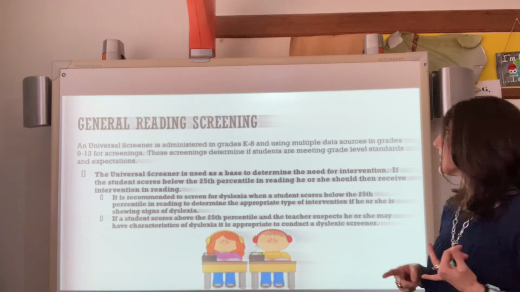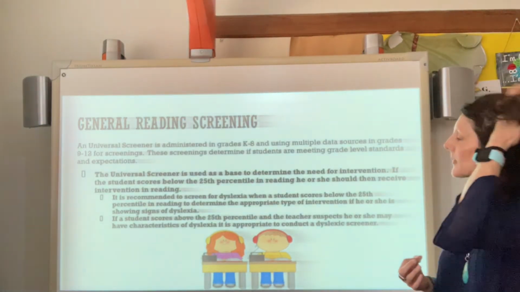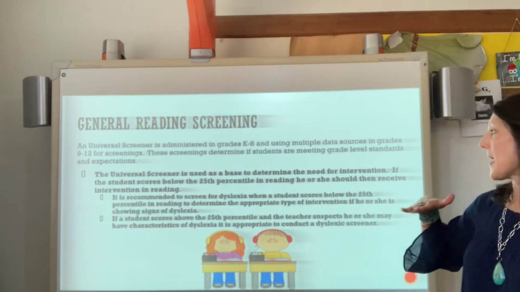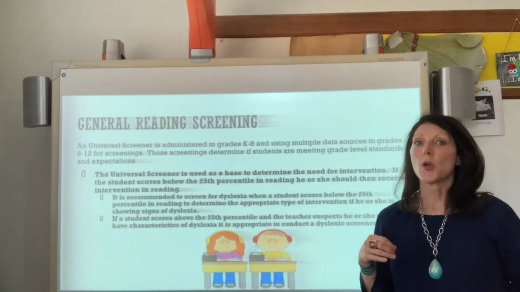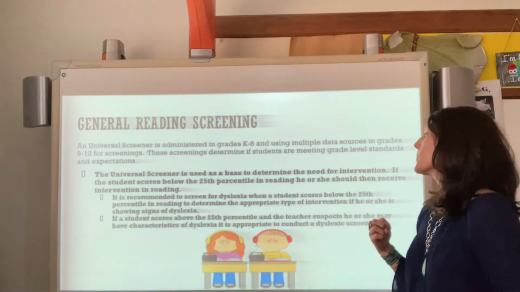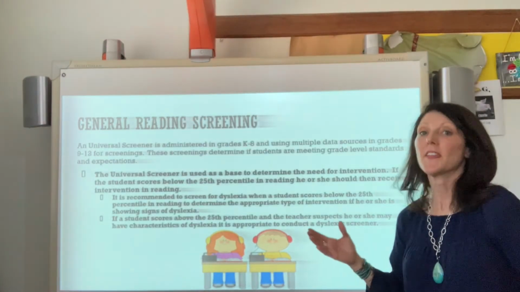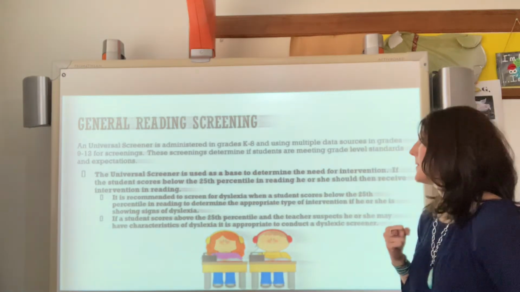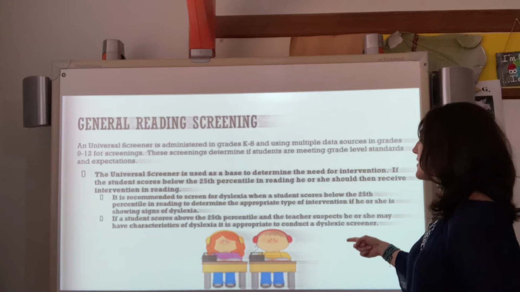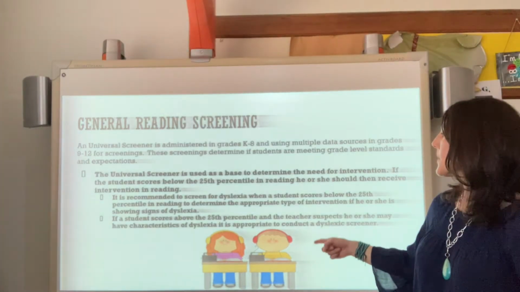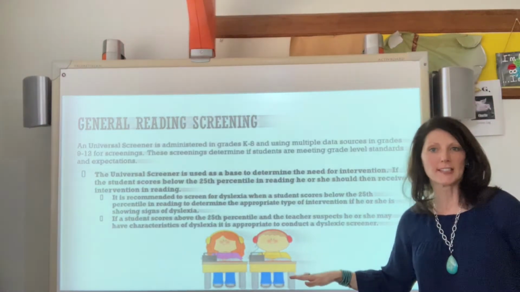These screenings determine if students are meeting grade level standards and expectations. The universal screener is used as a base to determine the need for intervention. If a student scores below the 25th percentile in reading, he or she should then receive intervention in reading. And that's just a general rule of thumb. It is recommended to screen for dyslexia when a student scores below the 25th percentile in reading to determine the appropriate type of intervention if he or she is showing signs of dyslexia.